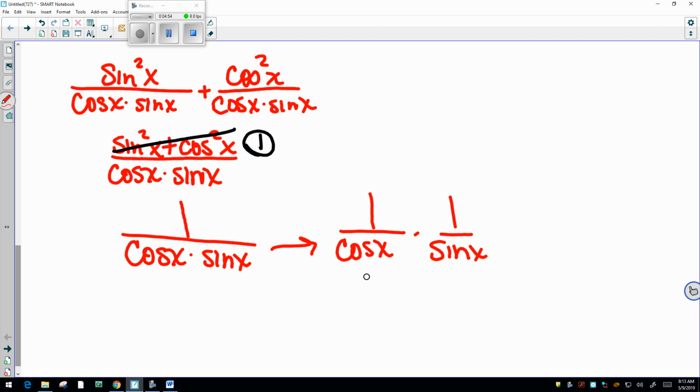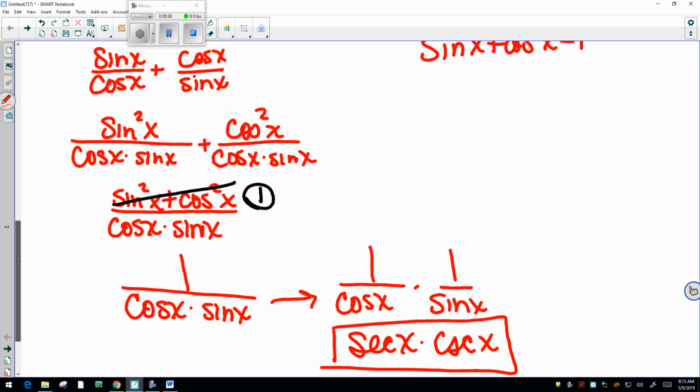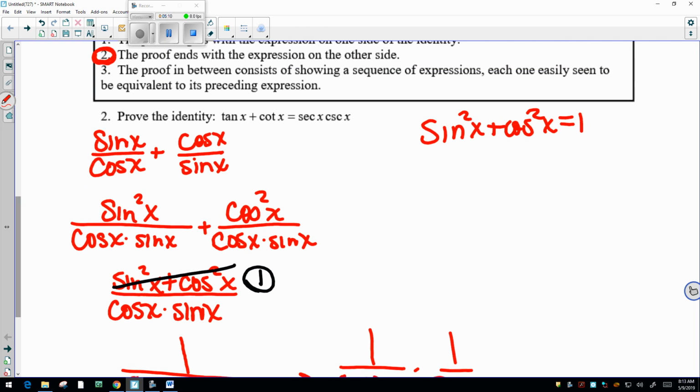And now it should be easier to see, well, 1 over cosine, that's really secant of x. And 1 over sine, that's really cosecant of x, and you've just proven your identity. So we've started from the left-hand side, we've moved over to the right-hand side, and we've proven it.